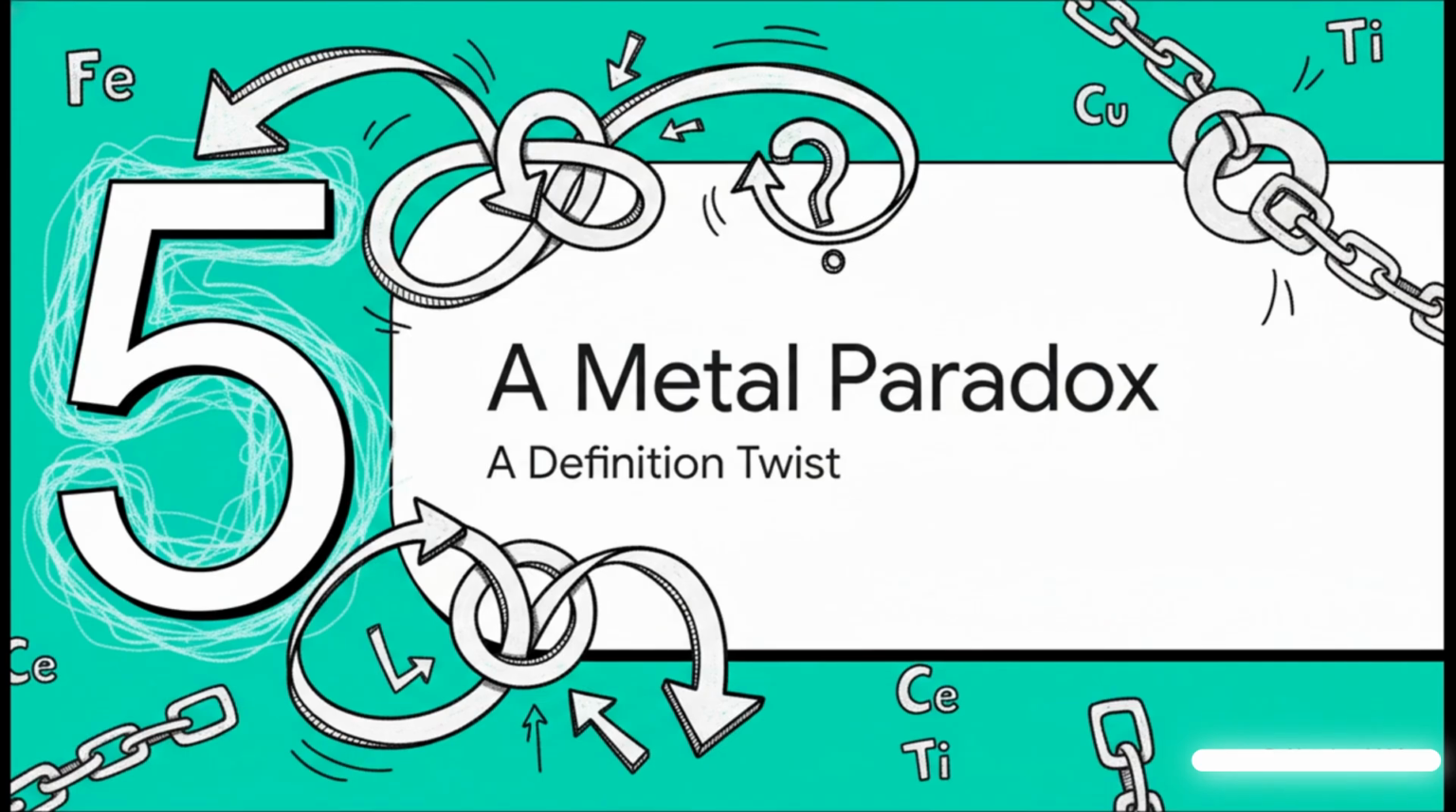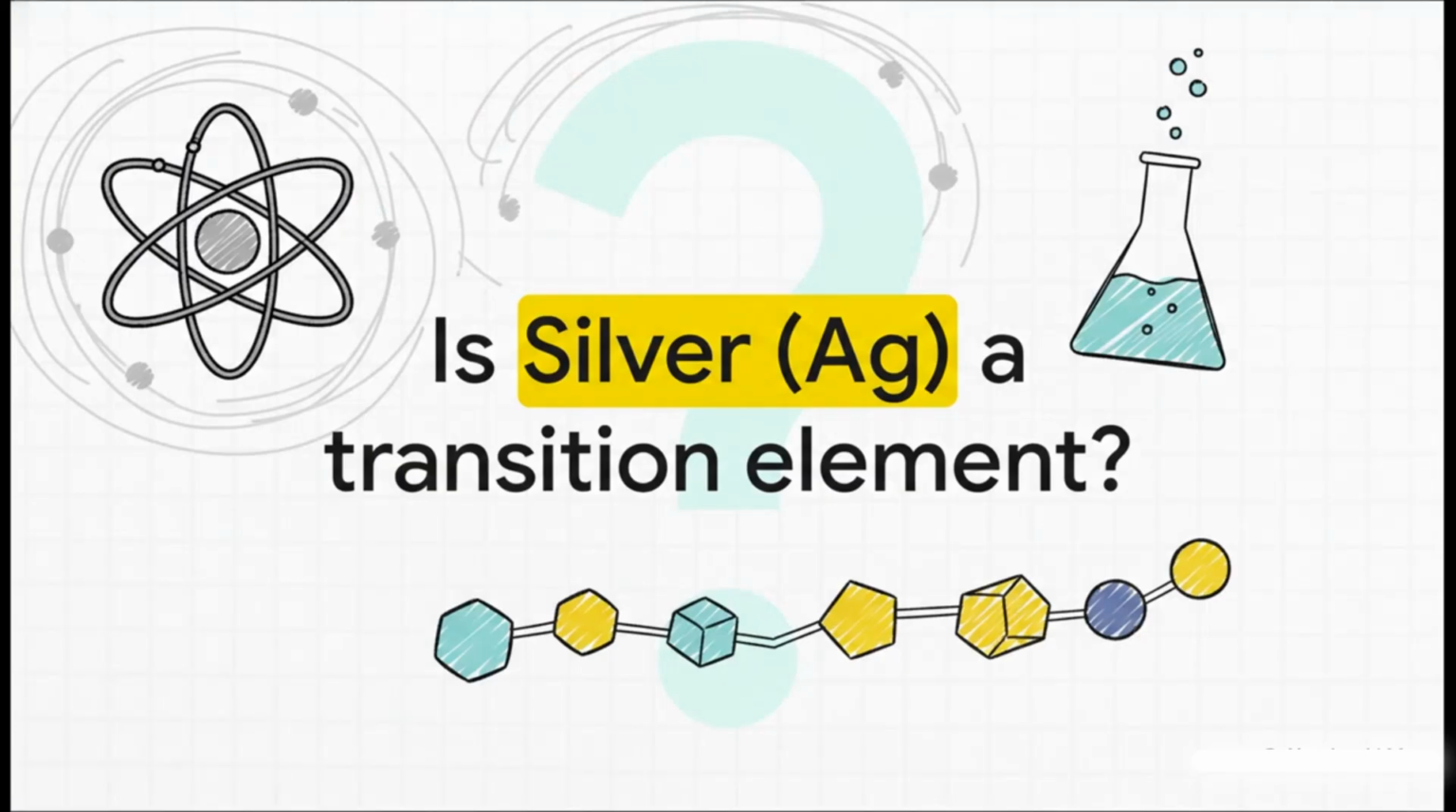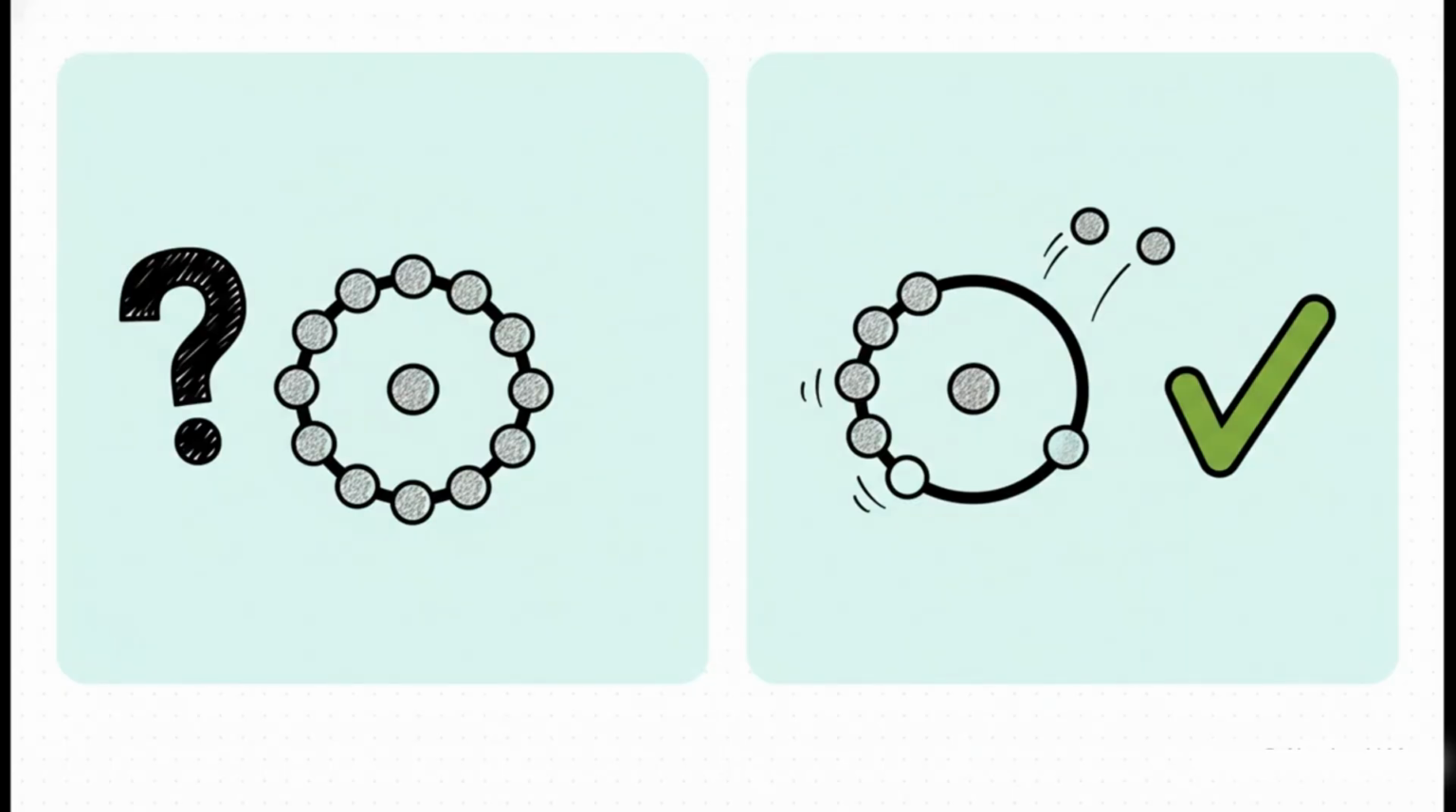But just when you think you've got it all figured out, chemistry throws a curveball. There's a final twist that kind of messes with our neat and tidy definition. So let's talk about silver. Everyone knows silver, right? A classic transition metal. Or is it? If you look at a neutral silver atom, you'll see its d shell is completely full, just like zinc. So, at first glance, you'd say, nope, not a transition metal.